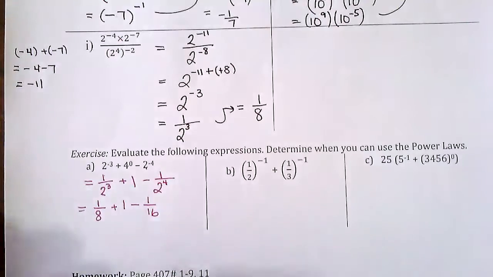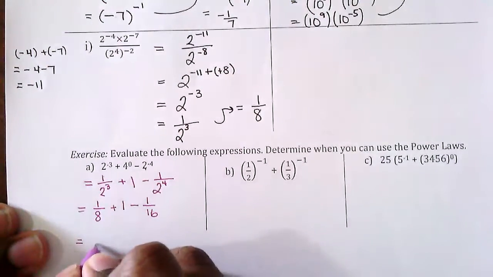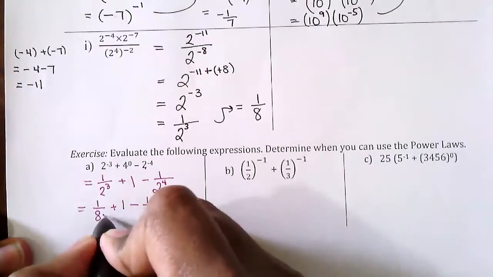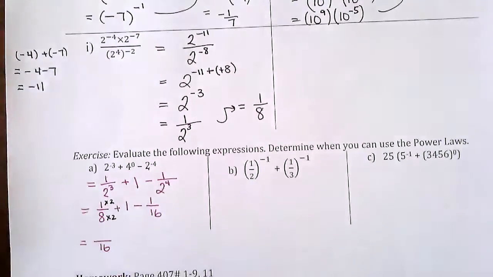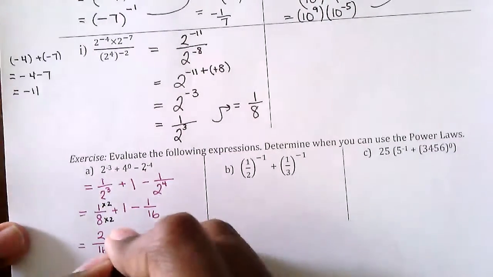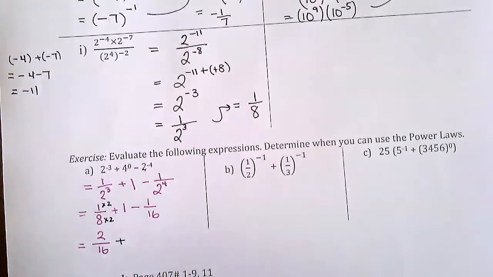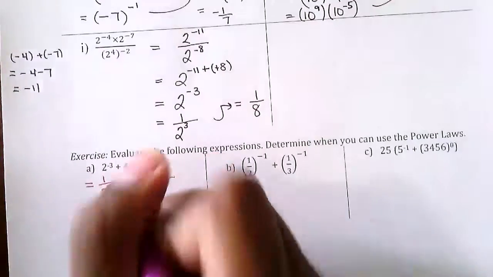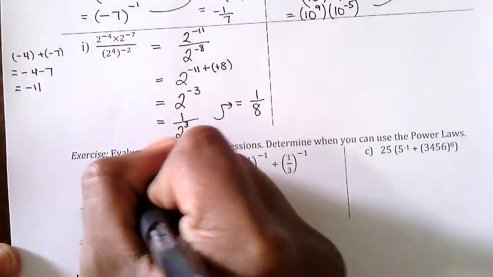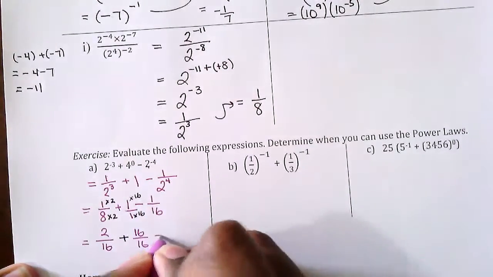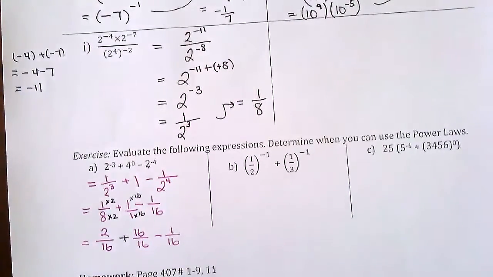I need to find a common denominator. The common denominator here is 16. So to go from 8 to 16, I need to multiply by 2. So I need to multiply the top by 2 as well. So 1 over 8 is the same thing as 2 over 16. Plus here, 1 is just 1 over 1. So that's just 16 over 16 because I multiplied both the top and the bottom by 16. And here, the third term already has 16 as its denominator.